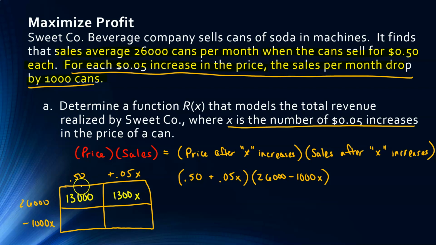Negative 1,000 times 0.5 would be negative 500, so this would be negative 500x. And negative 1,000 times 0.05 would be negative 50x squared. So I'm going to put this in standard form.